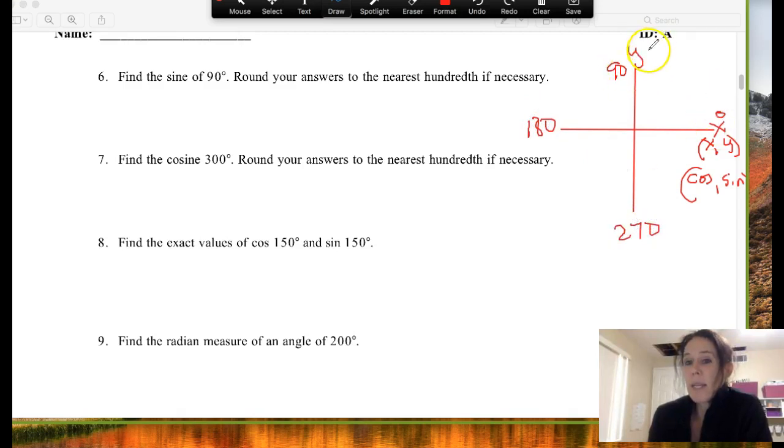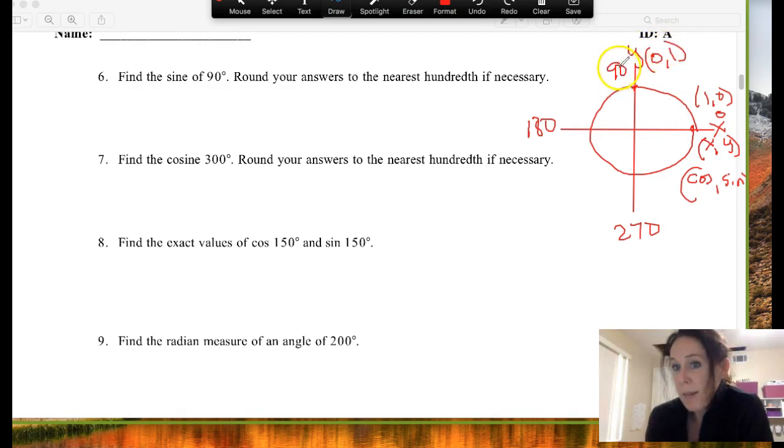So I want 90, and I know the point is cosine, sine. In my unit circle, pretend that's a unit, this point would be over 1, up 0, so 1, 0. This point right here on my unit circle would be over 0, up 1, so 0, 1. So remember, it's cosine, sine. At 90 degrees, the sine is here. It's 1. So what's the sine of 90? It's 1.